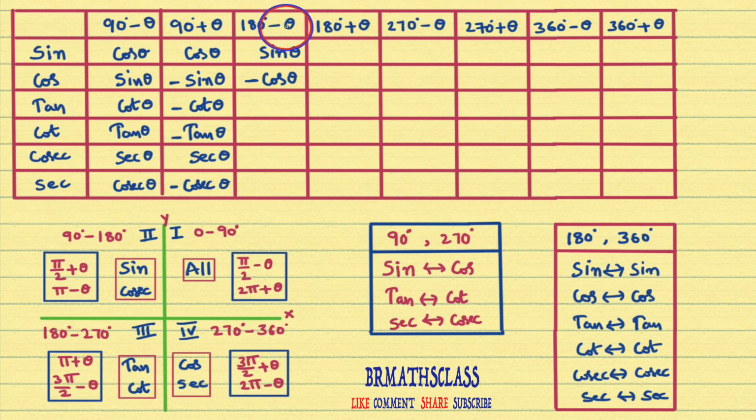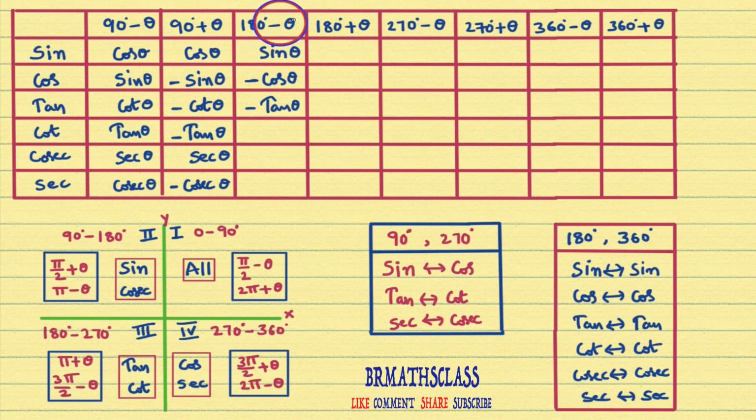Now tan 180 degrees minus theta. As 180 degrees is there, function remains same. Tan pi minus theta is tan theta. Now pi minus theta which quadrant? Pi minus theta is in second quadrant. In second quadrant, tan is negative. That's why tan pi minus theta is minus tan theta.